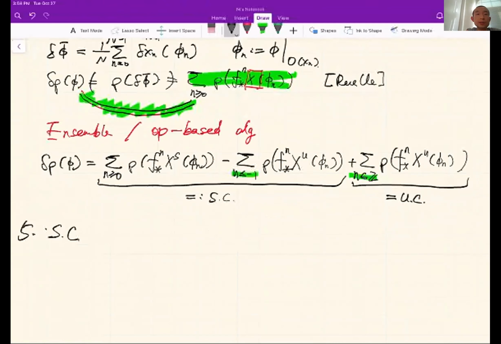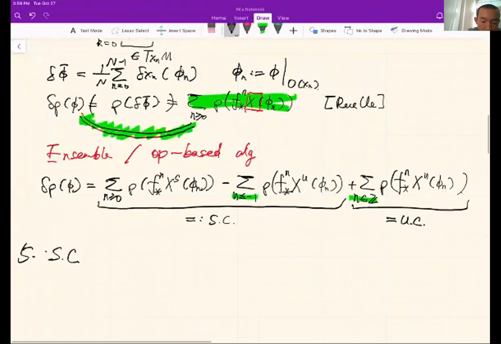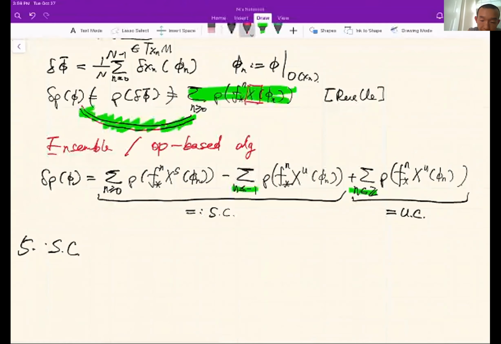The first thing to do is to deal with the shadowing contribution. We can apply the invariance of the SRB measure. This means that we can compose the integrand with f inverse, with f to the minus nth power, and that would make this subscript n minus n, which is 0, and we're going to neglect the subscript 0. It's going to make this minus n. It's also going to make this subscript disappear.